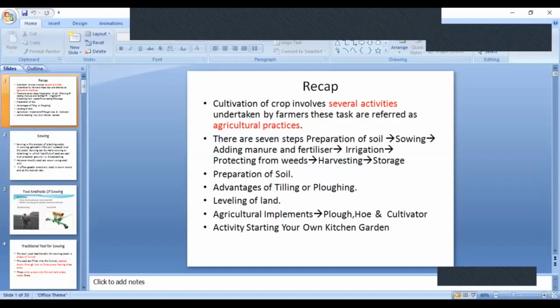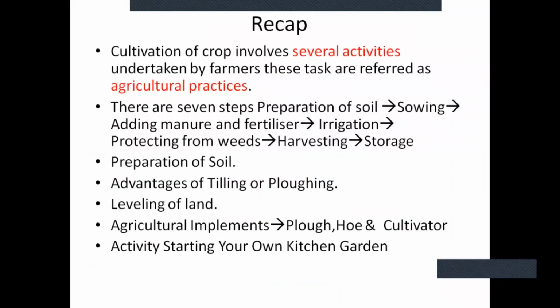Before we start with the new session, I feel that we will have a quick recap of what we learned in the prior classes. I hope you remembered last time I explained to you about the agriculture practices, right? The farmer follows different steps or different agriculture practices for getting a good crop, right? So these steps which he follows are called the tasks that he does. There are 7 steps in that.